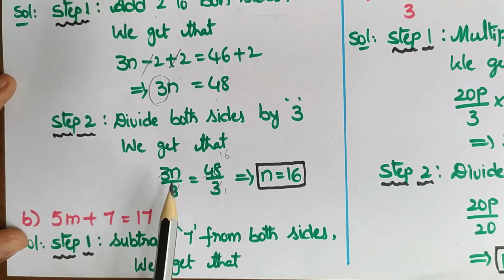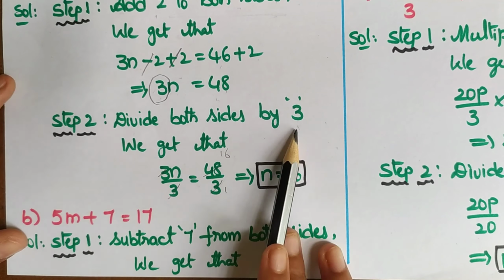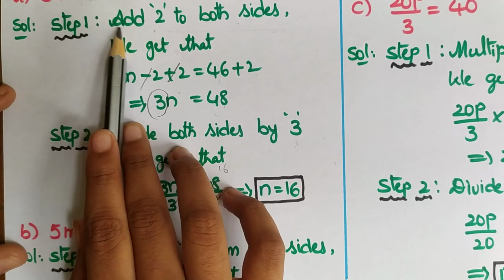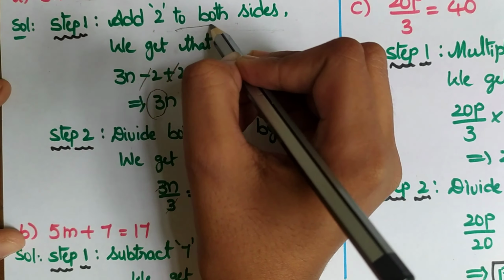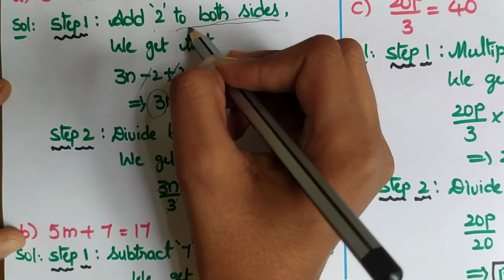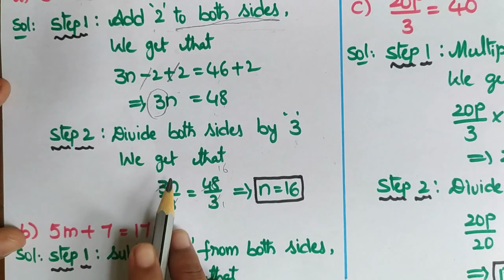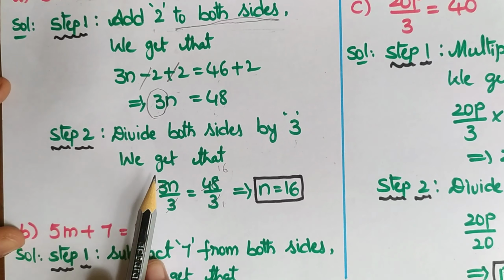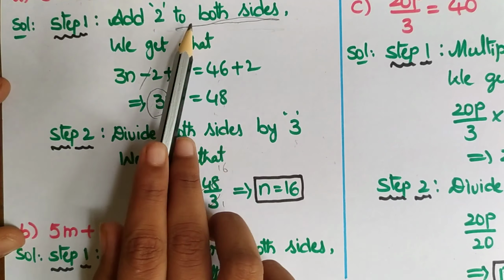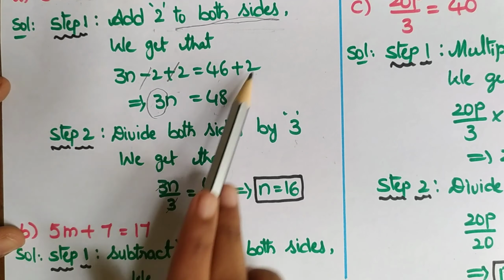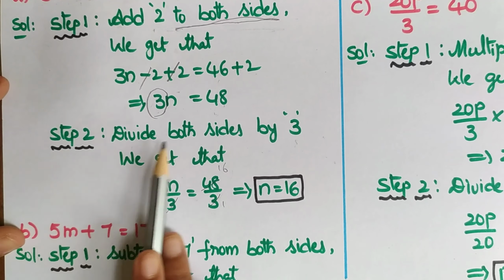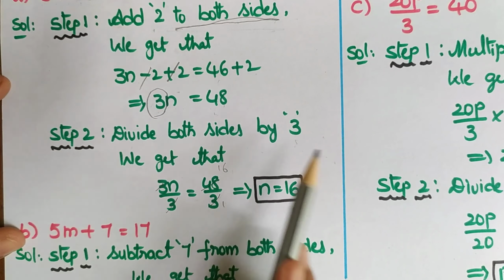But here first you should write the remaining part and then the number. Clear? Here you see friends, add 2 to both sides. Now you are writing this first in case of division and multiplication, whereas in addition you are writing it at last. Here you are writing first, here you are writing last. So divide both sides by then the number.